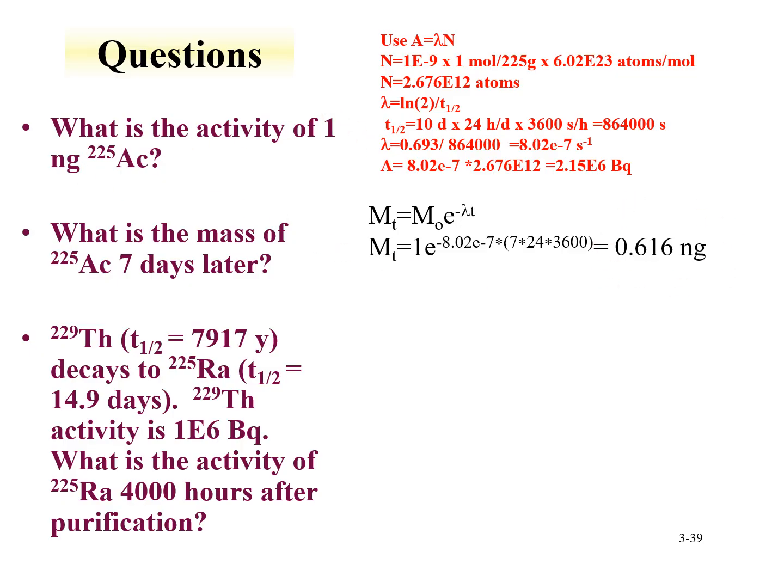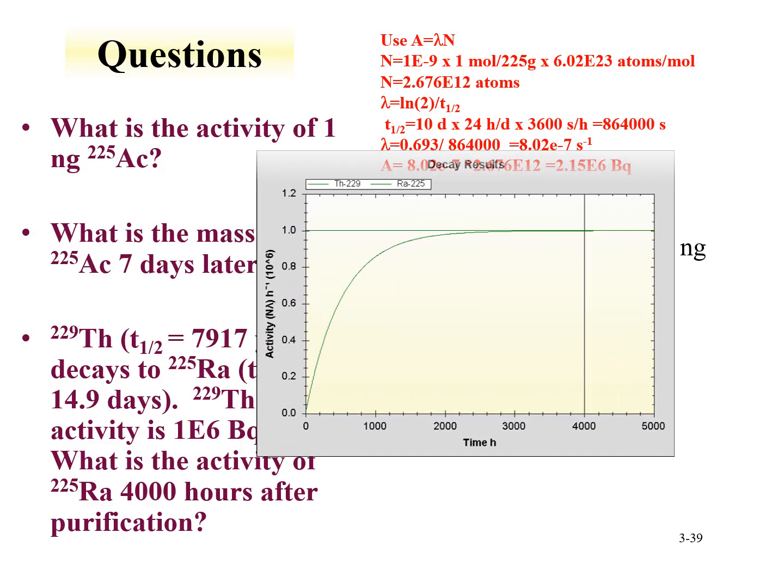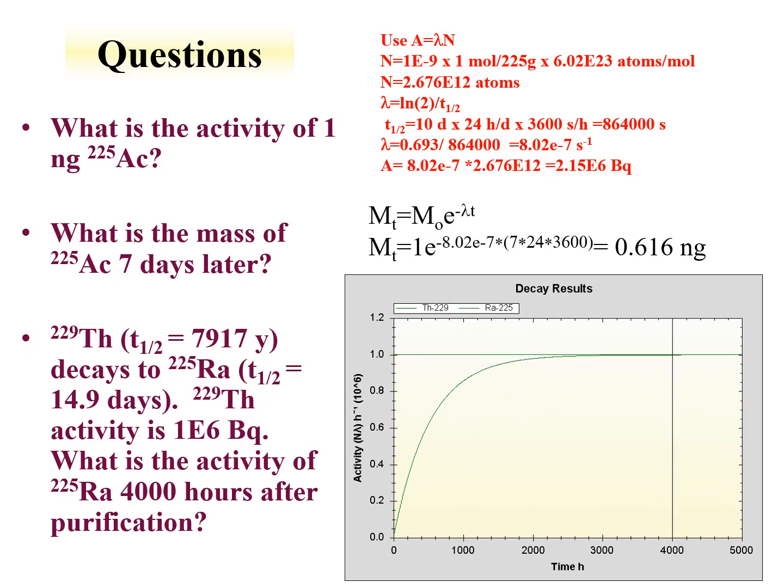For making actinium, you can use an isotope of thorium, thorium-229, that decays to radium, and then that radium decays to actinium. So let's ask the question: if I have some thorium-229 that is decaying and has an activity of 1,000,000 becquerel, what's the activity of the radium-225 4,000 hours after the thorium-229 has been purified? One starts off with no progeny. The sample contains only thorium-229.